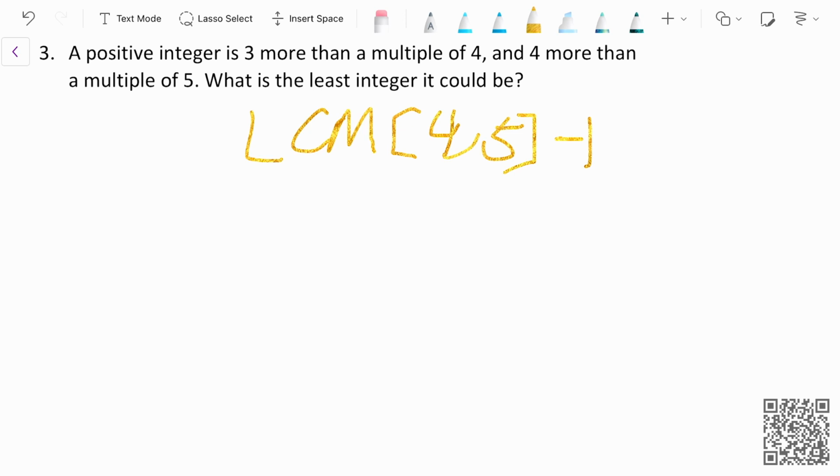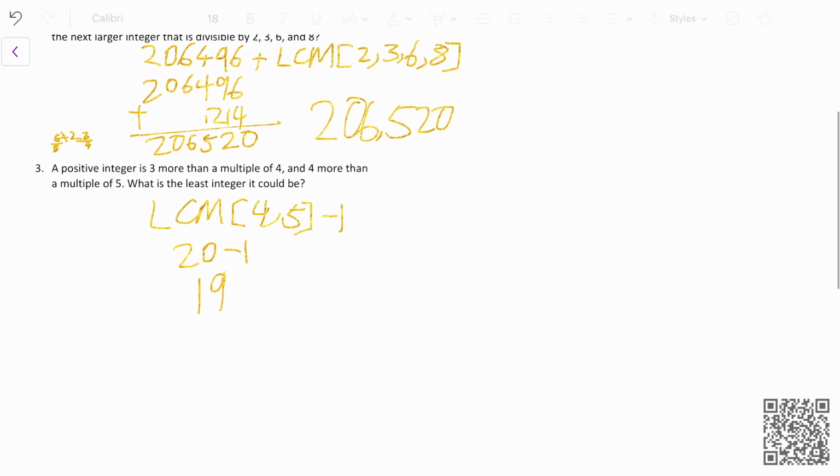So if we solve for this here, the LCM of 4 and 5 is obviously just 20, because 4 can be written as 2 to the power of 2 and 5 is already a prime. So we then go 20 minus 1, in which we would get 19. And we can check if this is actually right, because we can find the multiples. 19 minus 3 is 16, which is a multiple of 4. And 19 minus 4 is 15, which is a multiple of 5. So our answer is 19.